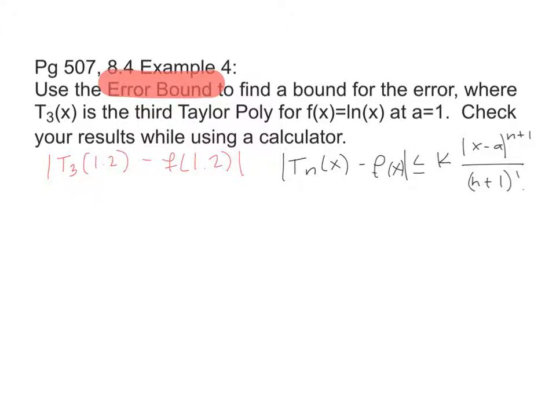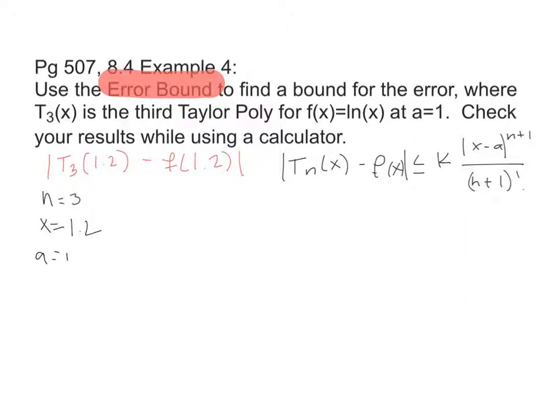One, we can gather our n. Our n is equal to 3, because they've given us that. We're looking at the third Taylor, and they're looking for the error if using the third Taylor. We know our x, if you look right here, our x is 1.2. And we know our a is 1.